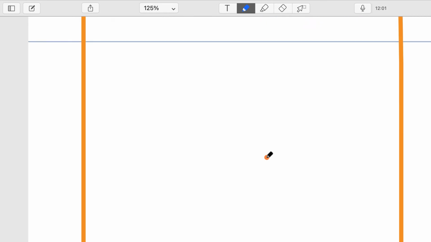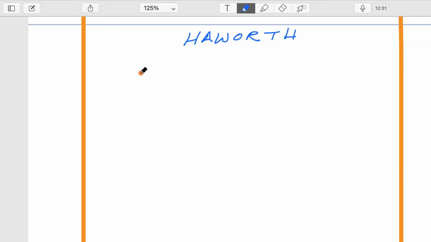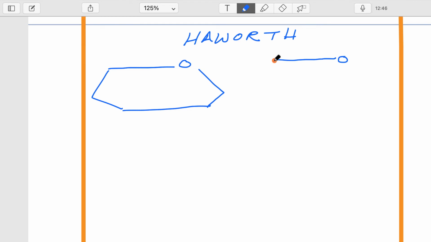Now let us see how they can be represented. They are called Haworth projections. Alpha and beta can exist. Let us see here. This is the one. Then next, very simple.